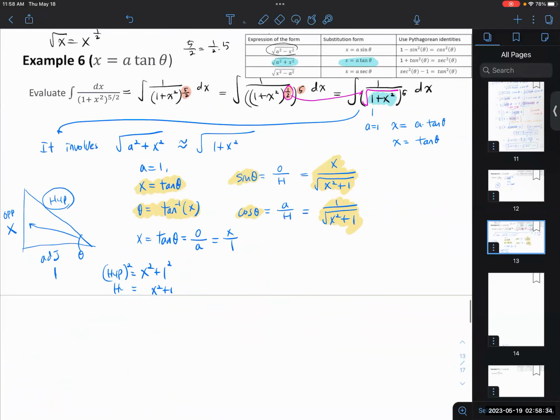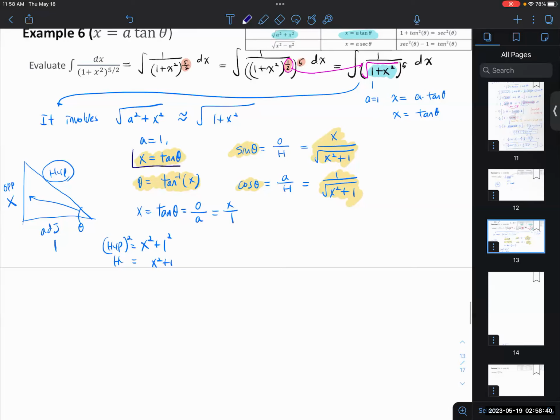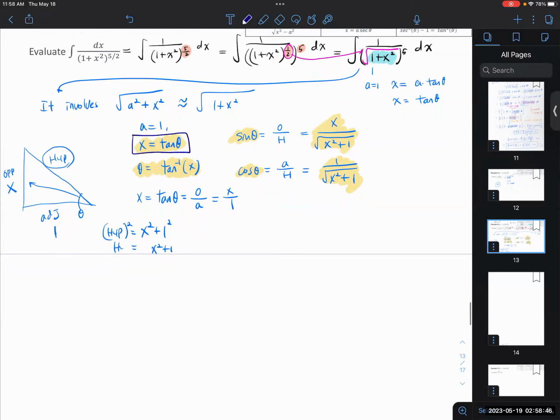So hang in there, we're almost done. What happened the rest of the work? We need to take the derivative from here, given x equals tangent theta. If you take the derivative, we have dx over d theta. What is the derivative of tangent? Do you remember? It is secant squared theta. Go to the table. dx will be secant squared theta d theta.